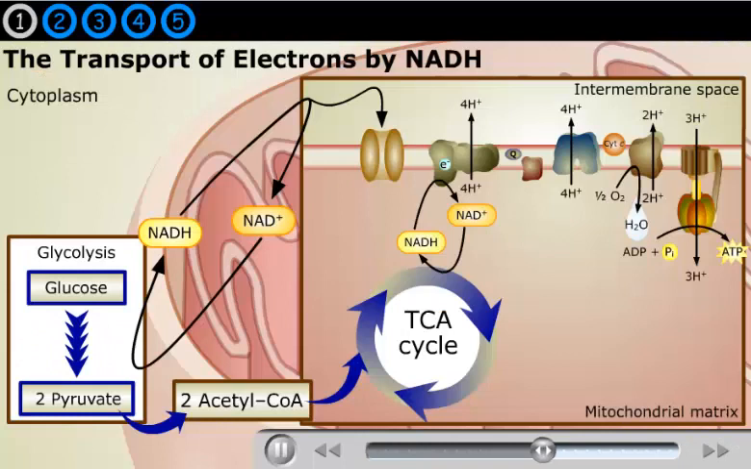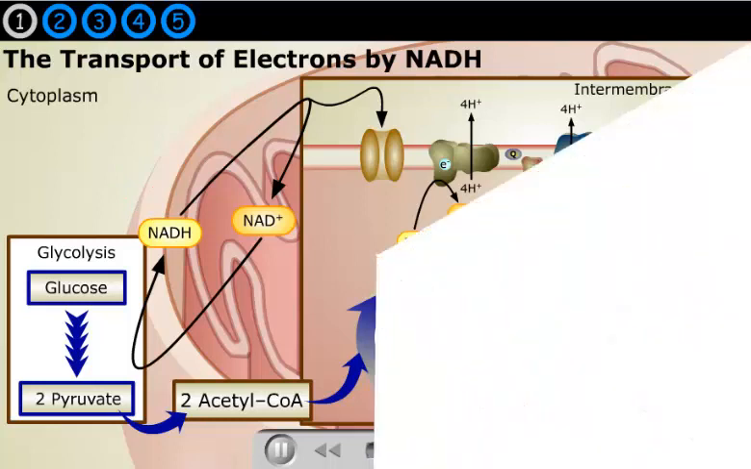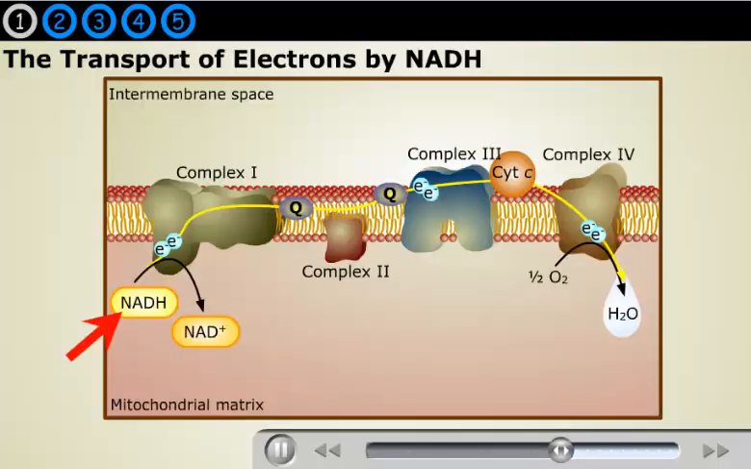As we learned in the last chapter, the reduced coenzyme NADH links glycolysis and the TCA cycle to ATP synthesis. NADH transfers electrons to a protein complex in the inner mitochondrial membrane. The electrons flow through several complexes and eventually reach molecular oxygen. Oxygen is the final electron acceptor in the electron transport chain.